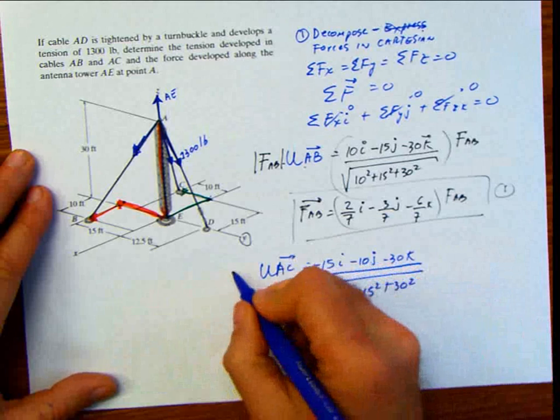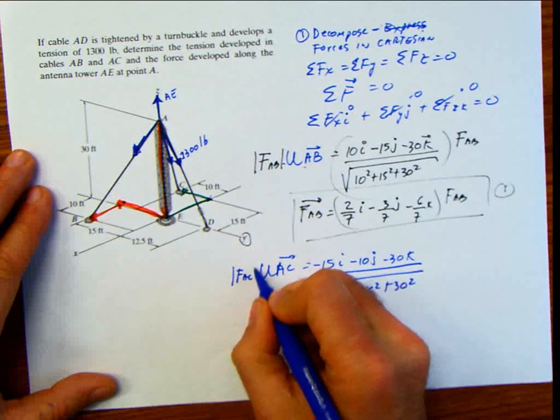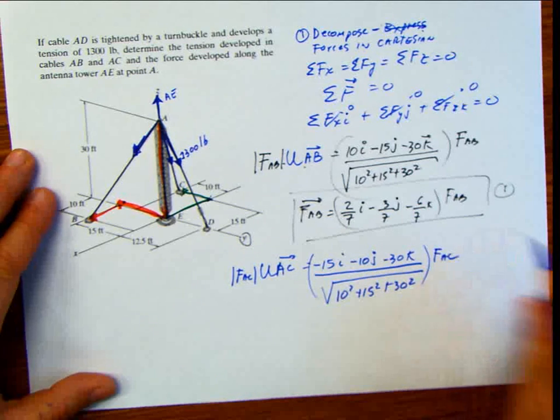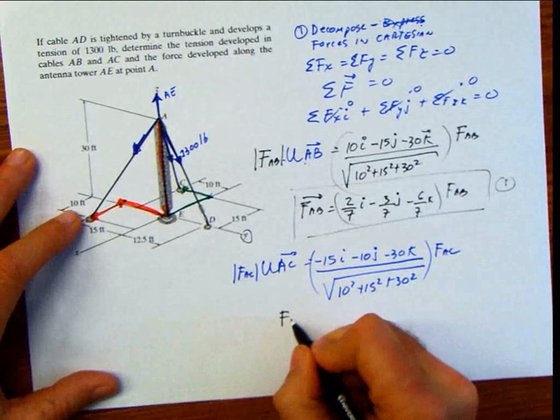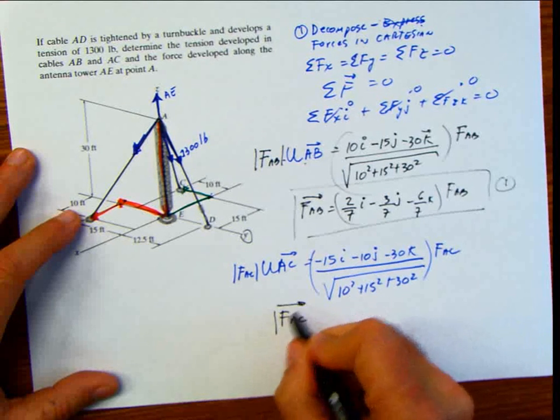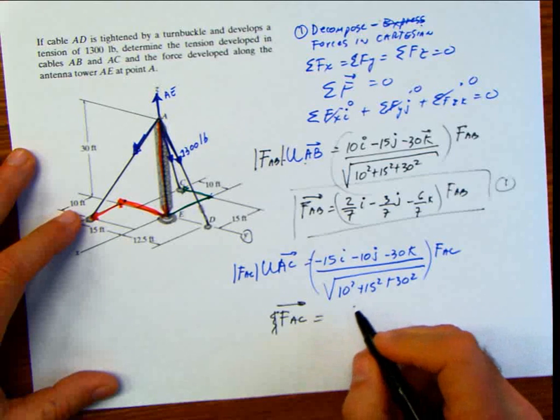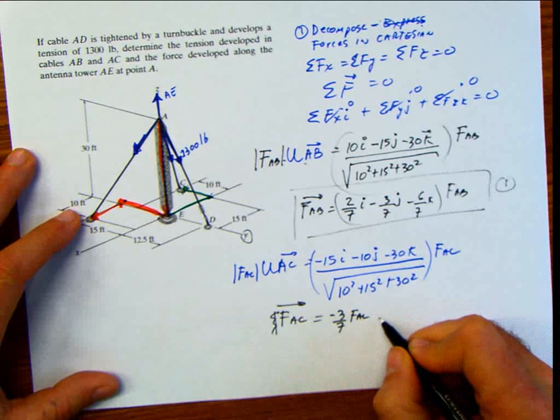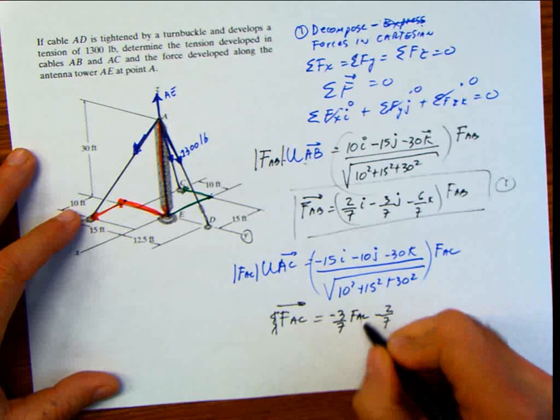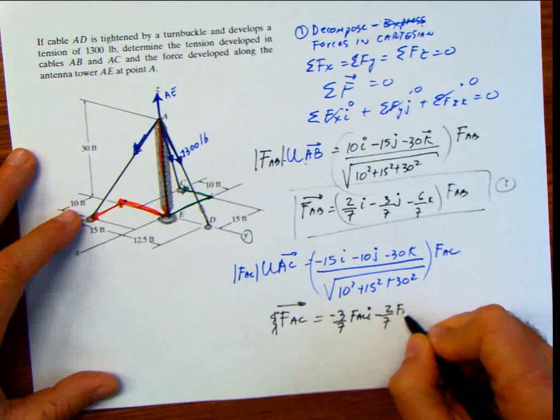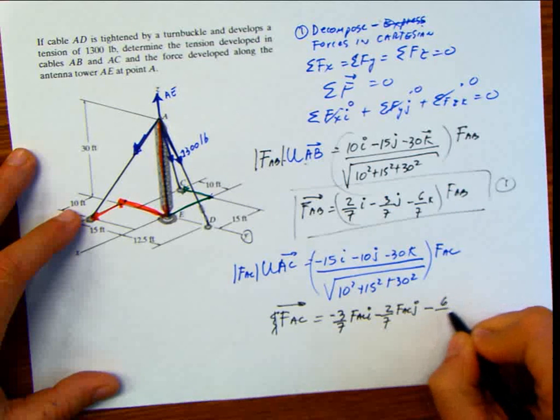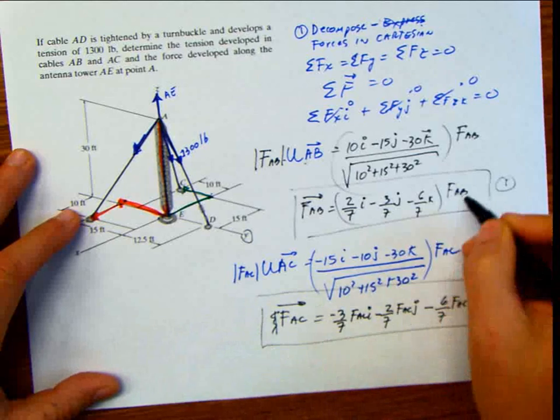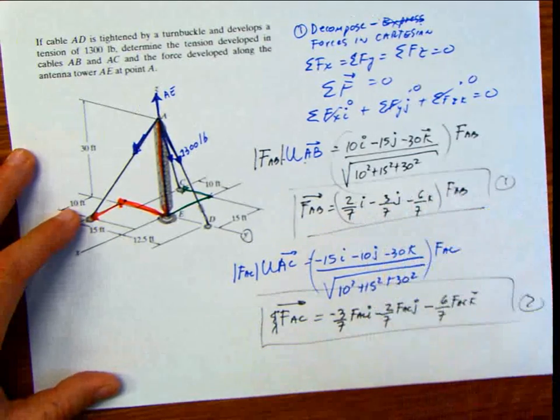And because I'm not interested in this also, I have to multiply this by the magnitude of AC, which means that we're going to have the force AC as a vector, I mean not magnitude, vector, that's going to be equal to negative 3/7 force AC i, negative 2/7 force AC j, negative 6/7 force AC k. And that would be my second equation. Here, you can put this also in. That's the correct way of doing it.